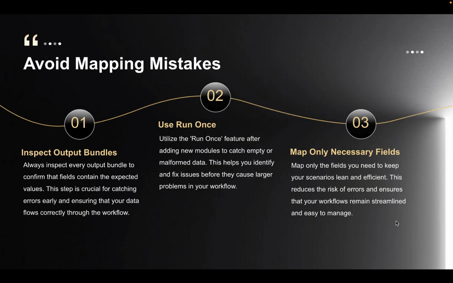Use run once. Utilize the run once feature after adding new modules to catch empty or malformed data. This helps you identify and fix issues before they cause larger problems in your workflow. So this is simply telling you that whenever you are adding a new module, you always run it. You can see we've always been running a single module to see its expected output. Same thing you'll be doing to check if a module is returning what it needs to return or not.